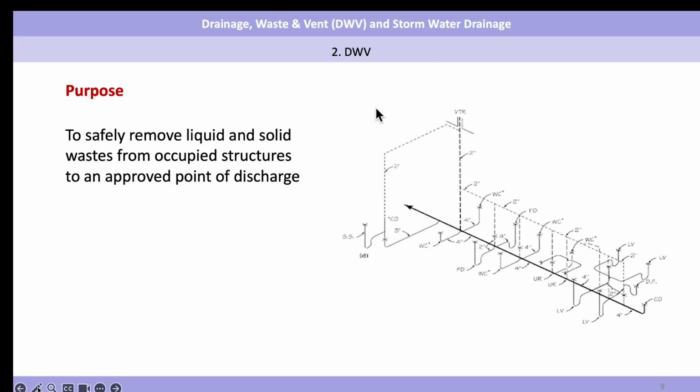And we already reviewed the plumbing fixtures. Let's see the DWV. DWV is drainage, waste, and vent. Most of the time, with the drainage system, we want to remove wastewater. The purpose is to safely remove liquid and solid waste from the occupied structure to an approved point of discharge. Like we can send it to the treatment plant, and then after the treatment we can deliver it to a river, ocean, or some public water resources area. That's the purpose of the DWV.